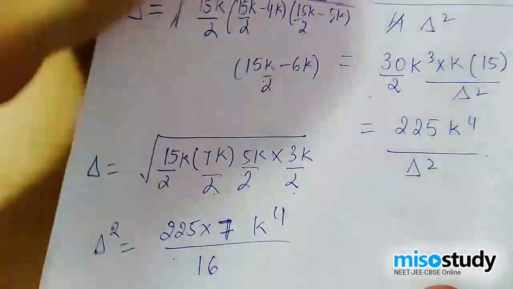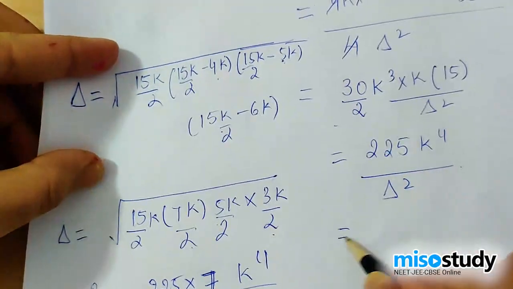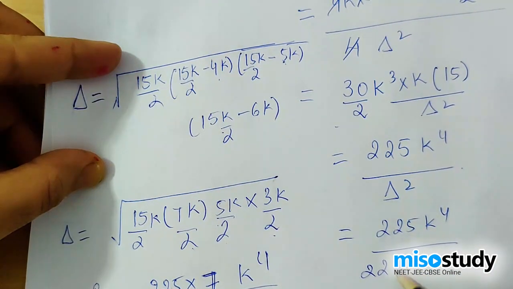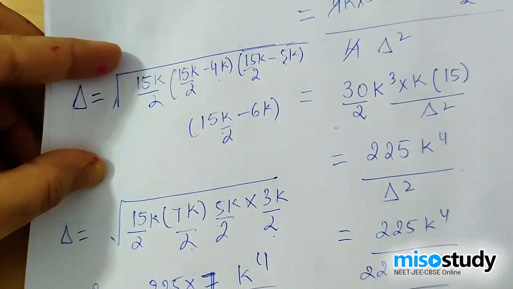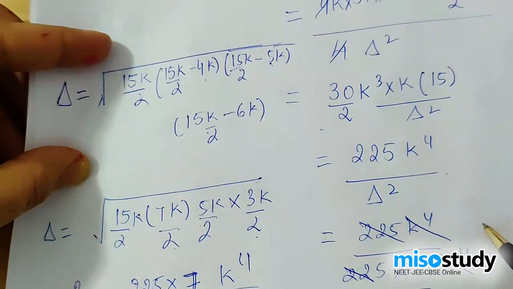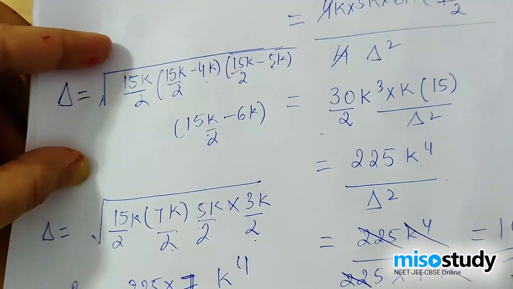Now I can put the value of delta square. I will have 225 k4. What is delta square? It is 225 into 7 by 16 k4. So this gets cancelled, this gets cancelled. I will get my answer to be 16 by 7, which is option number A.